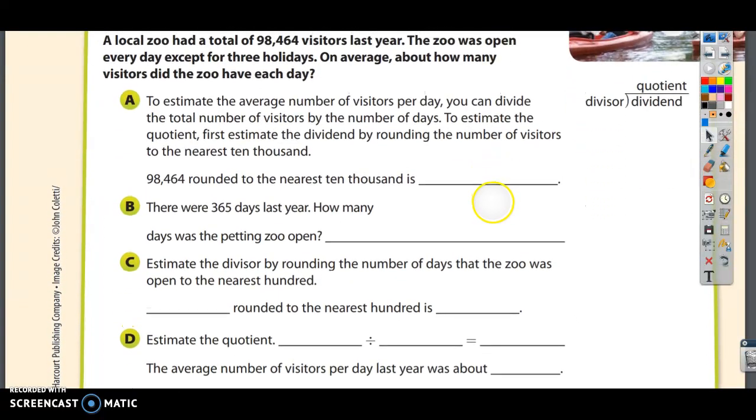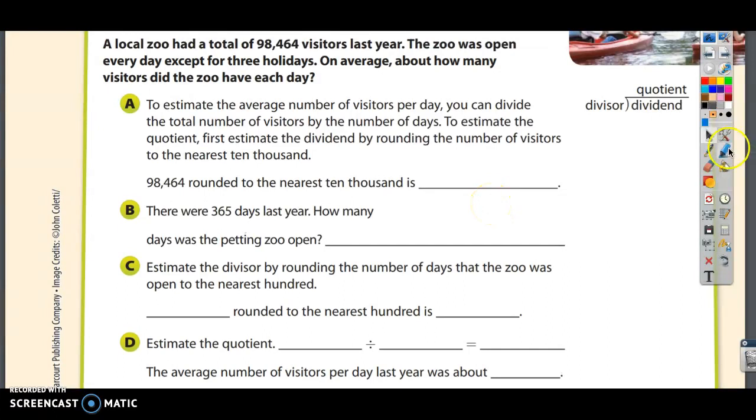So this problem is going to be about a zoo. We're going to read it real quick. A local zoo had 98,464 visitors last year. The zoo was open every day except for 3 holidays. It's pretty important to recognize that there's 3 days it wasn't open. So except for 3 holidays. On average, about how many visitors did the zoo have each day?